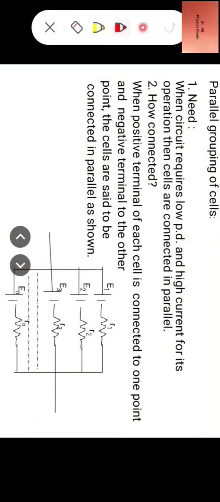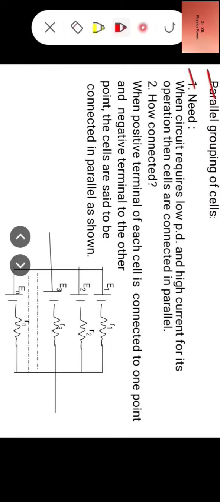Continuing with the chapter of current electricity. Today we take up the third part of the topic measurement of EMF, that is parallel grouping of cells. Previously we have studied about series grouping of cells. Now we take up parallel grouping of cells.